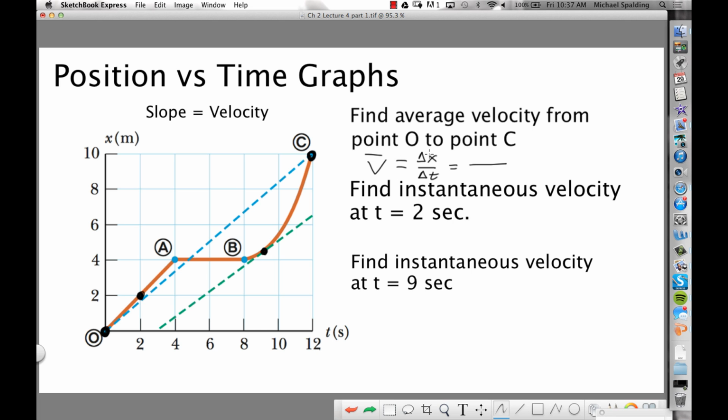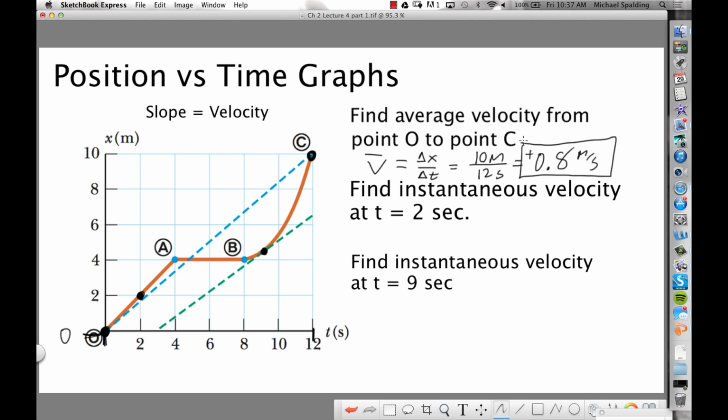So what is the delta x from O up to C? This is at 0 meters, that's at 10 meters, so what's the change of position? 10 meters. Okay, what is the time interval from point O over to point C? 12. So this gives us 10 over 12. In physics, we round this to the nearest tenths place. We're not concerned with sig figs in physics. We'll just round that off to tenths place. So it's approximately 0.8 meter per second positive. Positive indicates the direction. Okay?